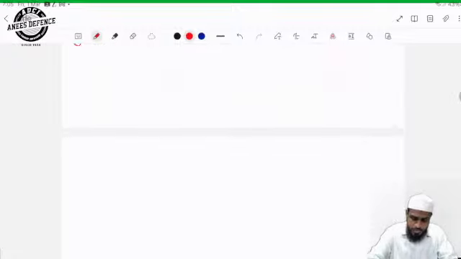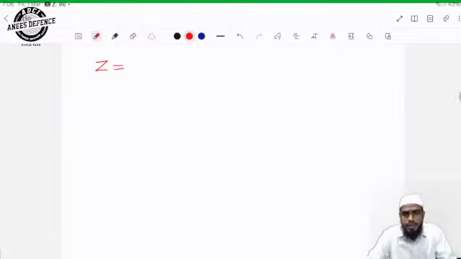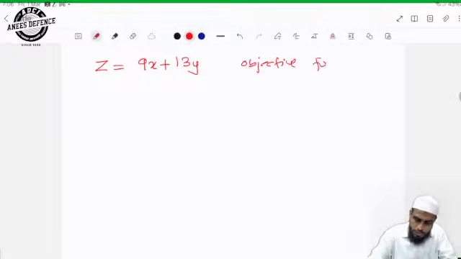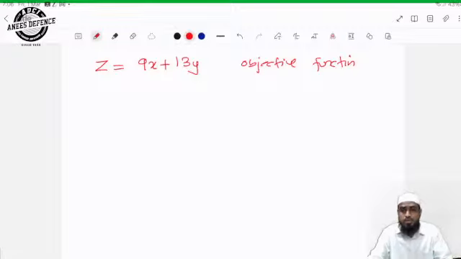Now we will discuss one question. The question is, we have an objective function. Z is equal to 9x plus 13y. This is our objective function. Objective function means this is our target, whether we need to maximize the objective function or minimize the objective function.